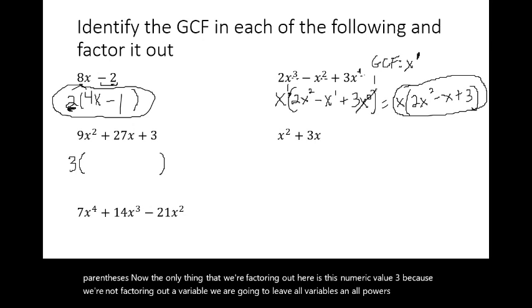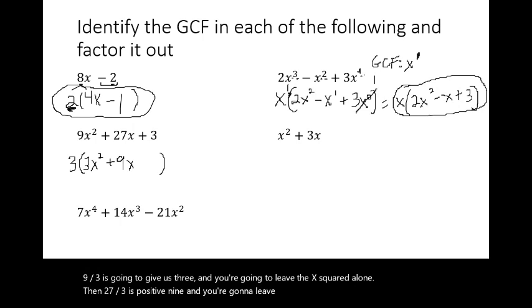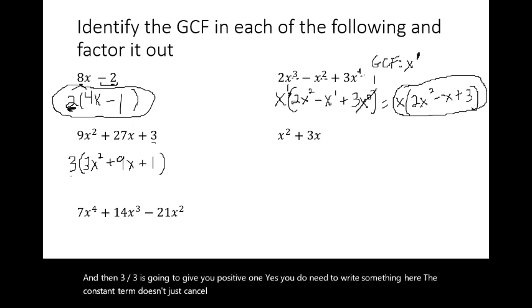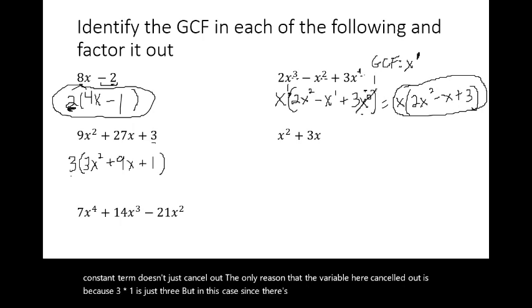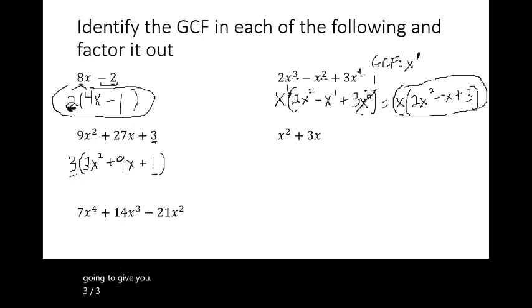So 9 divided by 3 is going to give us 3, and you're going to leave the x squared alone. Then 27 divided by 3 is positive 9, and you're going to leave the x alone. And then 3 divided by 3 is going to give you positive 1. Yes, you do need to write something here. The constant term doesn't just cancel out. The only reason that the variable here canceled out is because 3 times 1 is just 3. But in this case, since there's no variable to deal with, 3 divided by 3 is just going to give you 1.